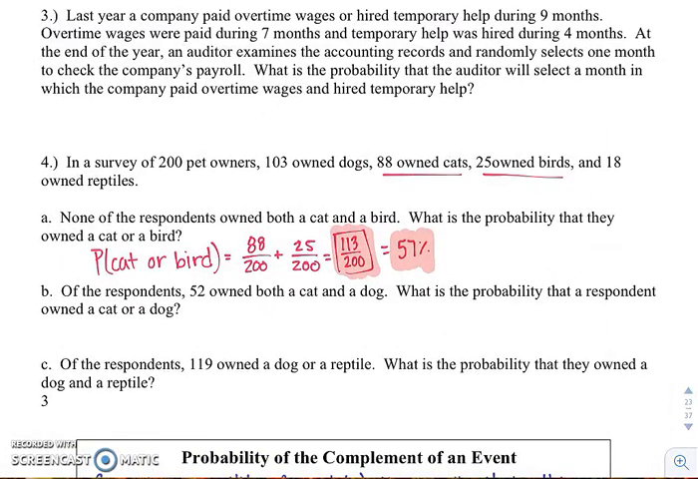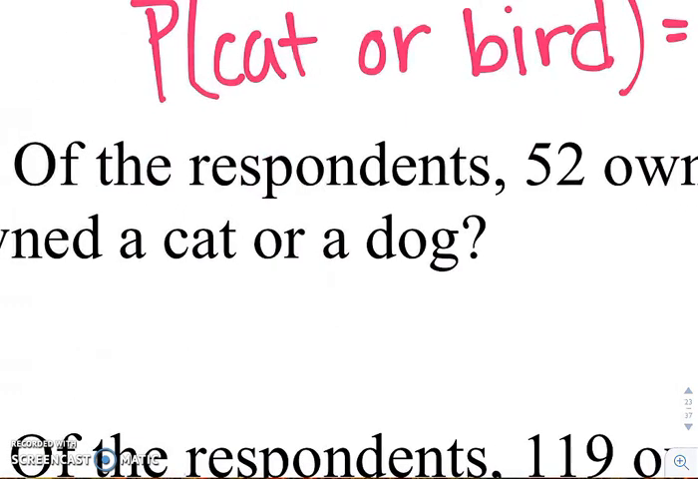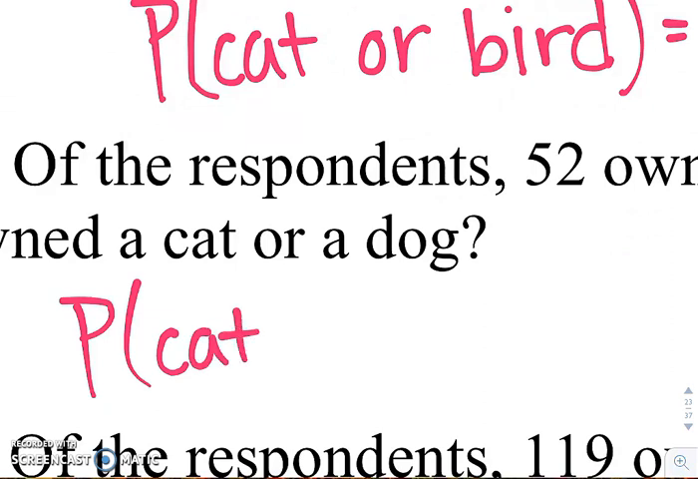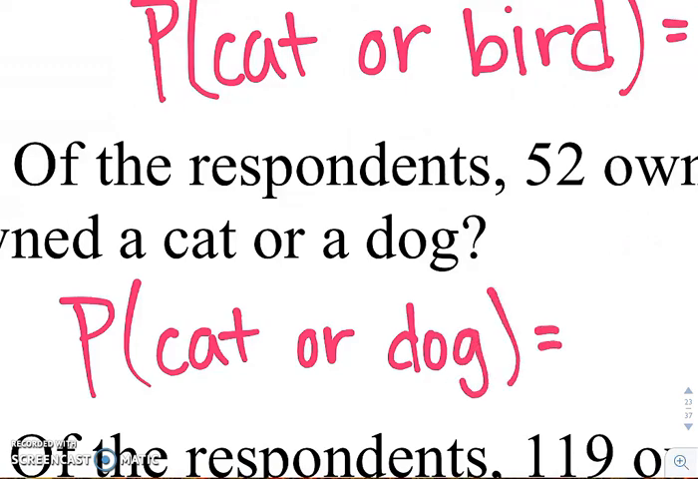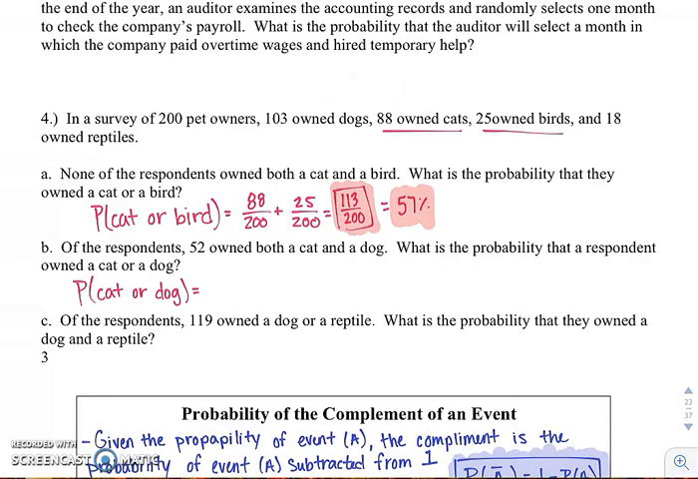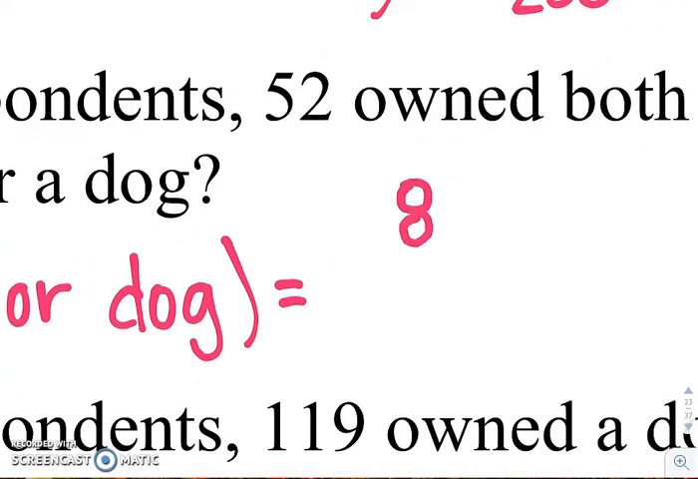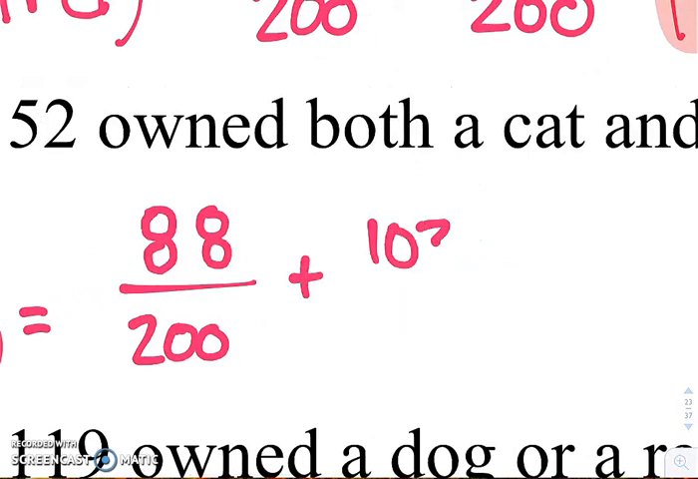Okay, so B says of the respondents, it's now telling you that, okay, 52 of them did actually both own a cat and a dog. So there is overlap there with cat and dog owners. So what's the probability then that they own just a cat or a dog? So, same thing, probability of a cat or a dog owner. We're going to add both the cat and dog totals up. So 103 plus 88. So 88 cat owners plus the 103.